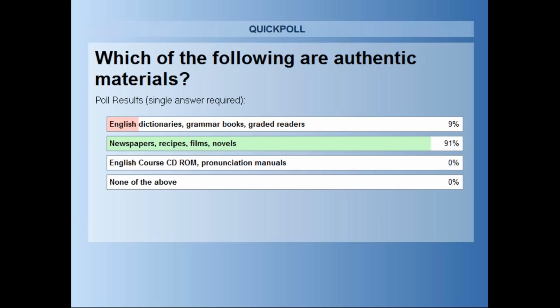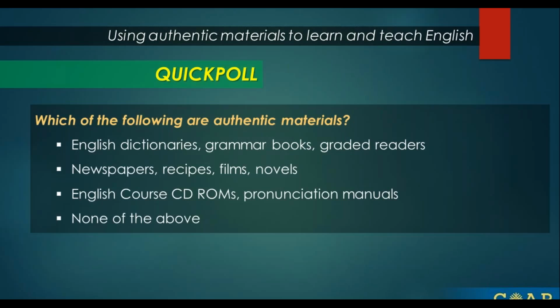So we have 9% said English dictionaries, grammar books, and graded readers. 91% says newspapers, recipes, films, novels, and 0% for the remaining two. All right, good answers. Good job. Okay, yes, newspapers, recipes, films, and novels.